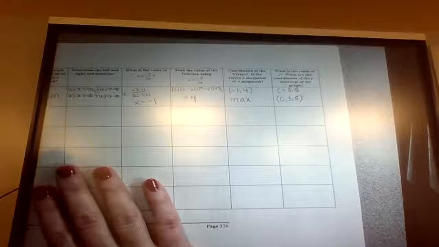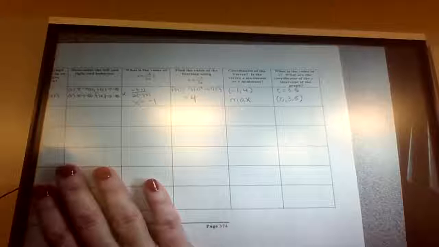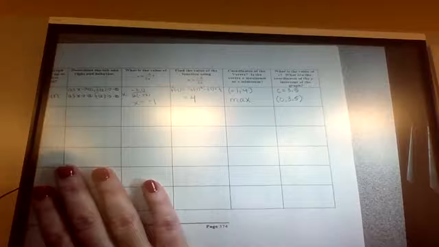What is the maximum and minimum? How do you know? Is it the highest point or is it the lowest point?